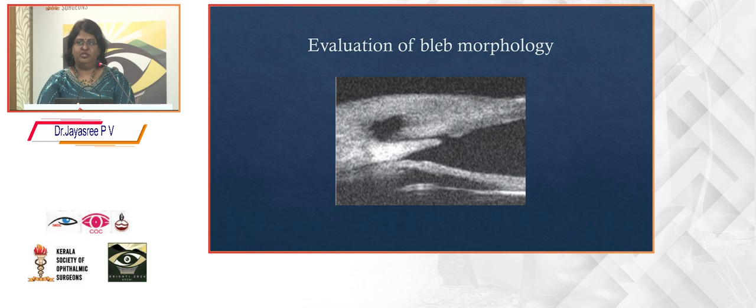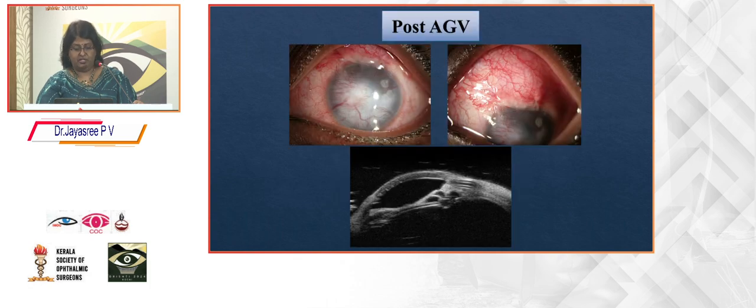Evaluation of bleb morphology. Ideally, bleb morphology is not done with UBM. It is best done with the ASOCT, because with ASOCT you don't need a contact method, and the resolution is always better than with UBM. So the perfect details will be seen on the ASOCT, and you don't have to touch. We are always worried about touching the bleb. And immediately post-op you can also do the ASOCT on a bleb.